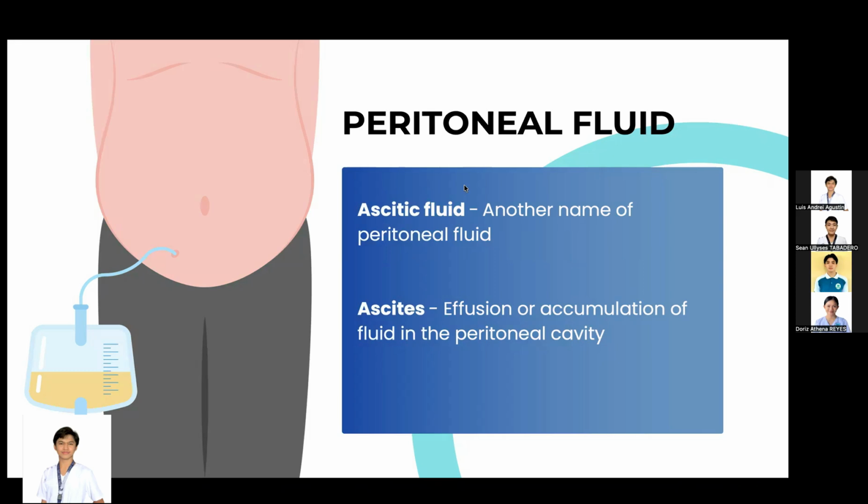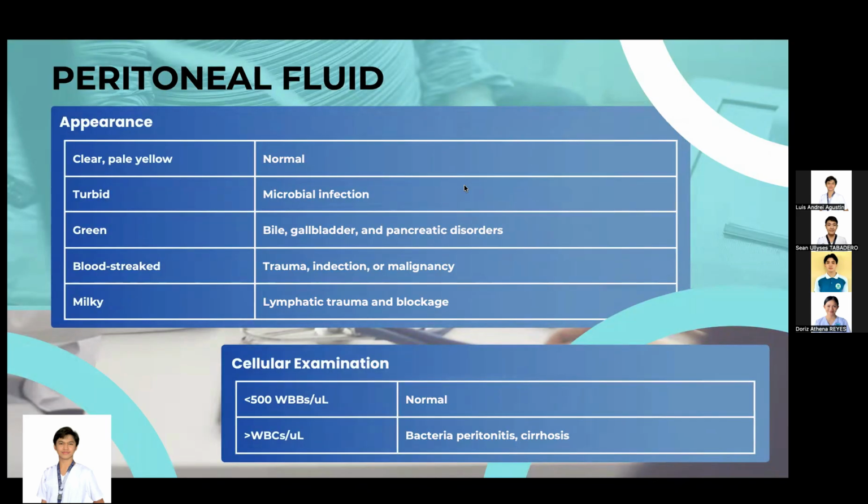For the appearance, the normal appearance of this fluid is clear or pale yellow. When it is turbid, it indicates microbial infection. When it is green, there could be bile, gallbladder, or pancreatic disorder. If it's blood-streaked, there could be trauma, infection, or malignancy. And when it is milky, there could be damage to the lymphatic system, such as trauma and blockage.